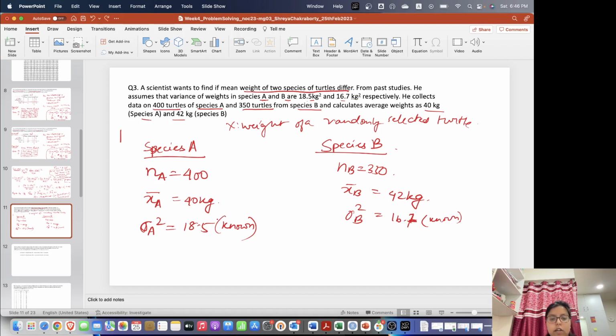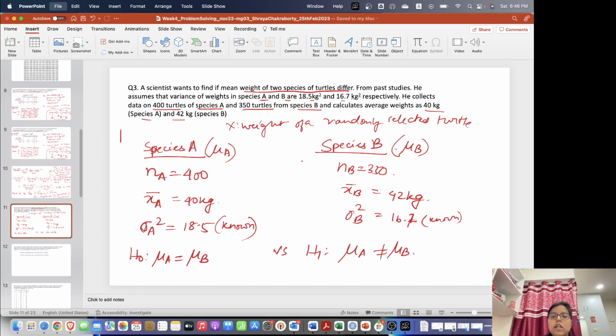So here the test statistic is, let's say this is the mean weight of species A and this is the mean weight of species B. Then our H0 is mu A equals mu B versus H1, mu A not equal to mu B. This is a two sample test. Now how will I know, will it be a T test or a Z test? Because sigmas are known, we will conduct a 2 sample Z test.